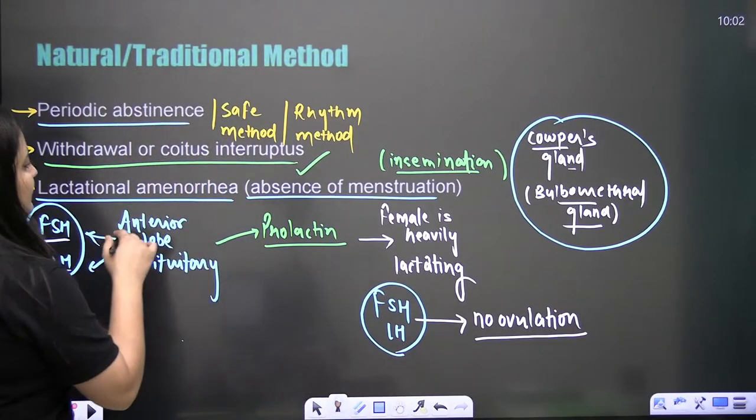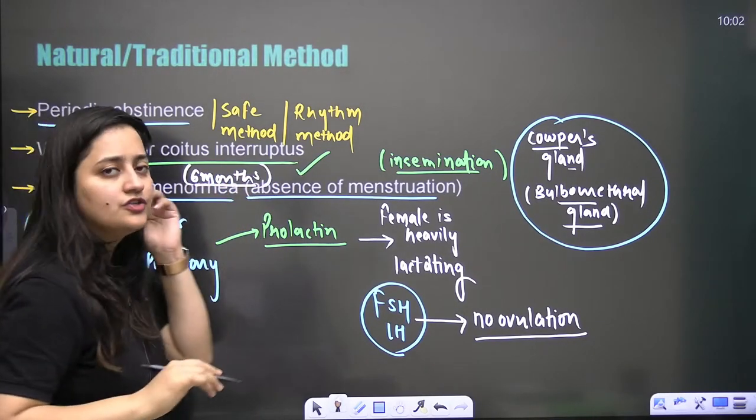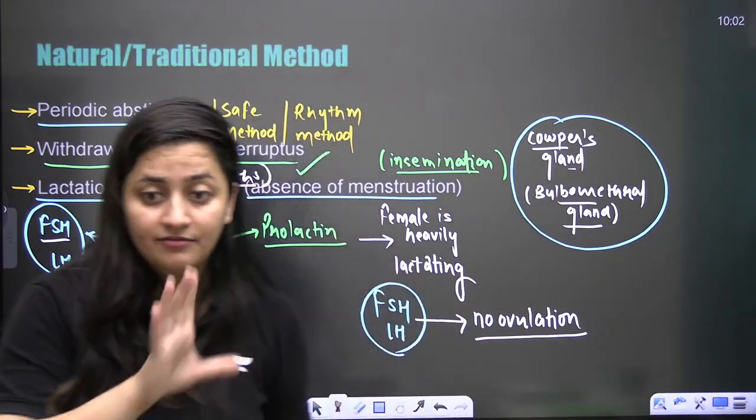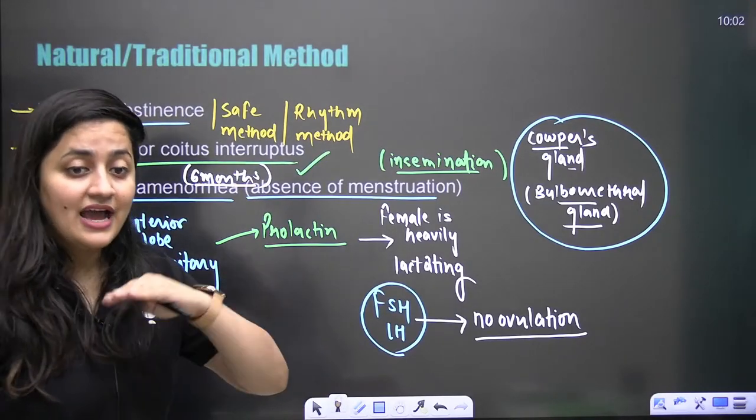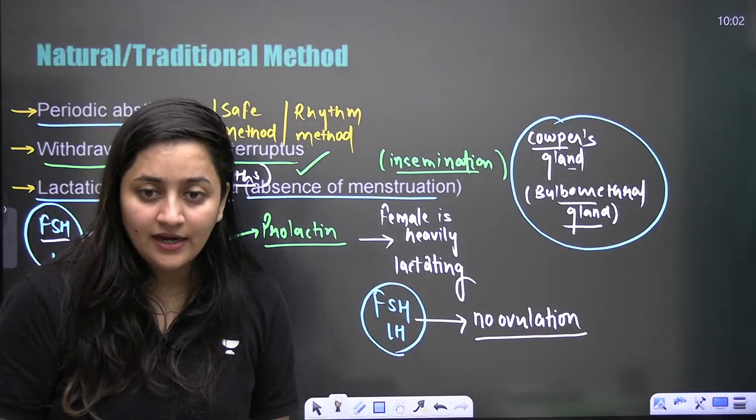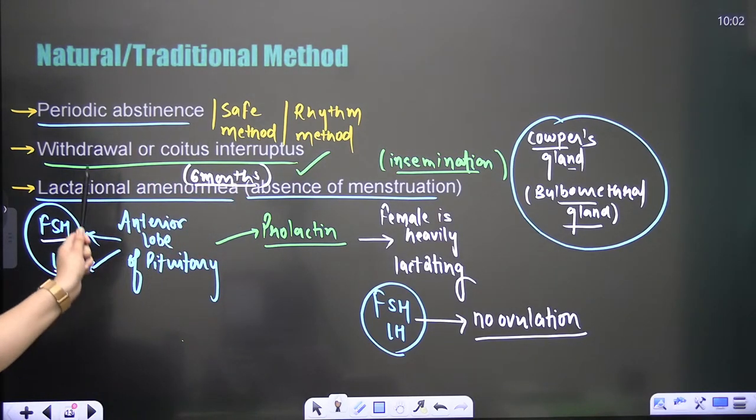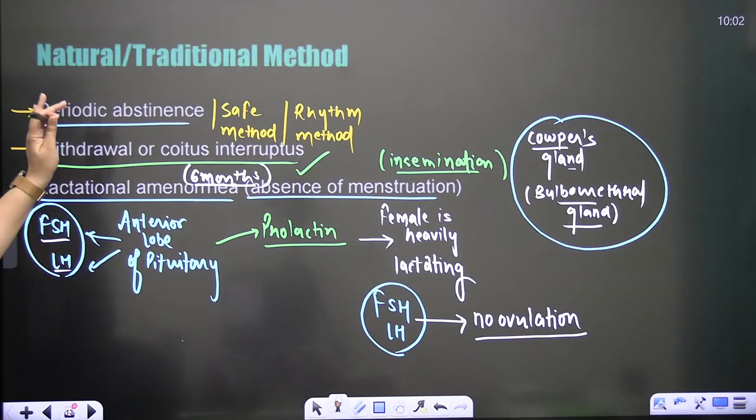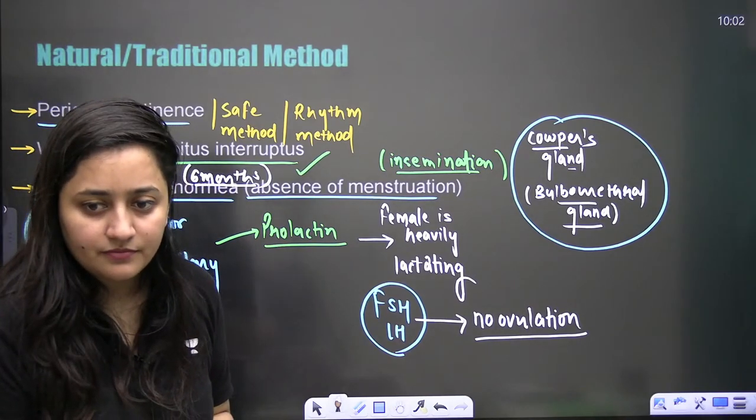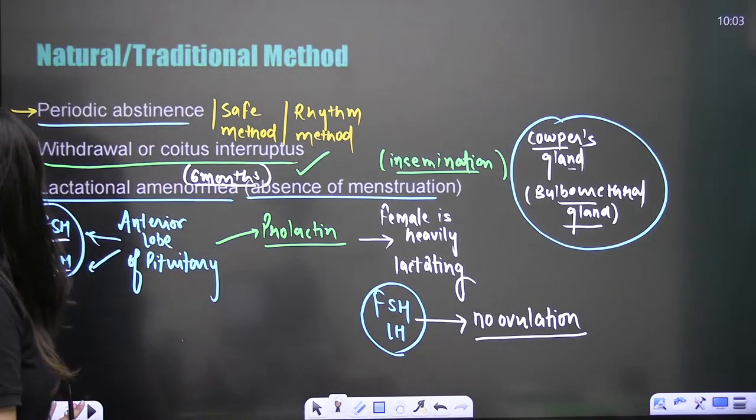So it is considered that for 6 months after childbirth, while the female is heavily lactating and menstruation is absent, that time period is the safe period again. But again, we need to take care of these conditions: the female should be heavily lactating. Are you getting it? These are the natural methods: lactational amenorrhea, withdrawal or coitus interruptus, and periodic abstinence. Clear? Any doubt here?